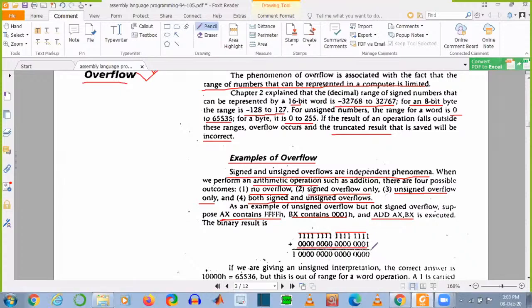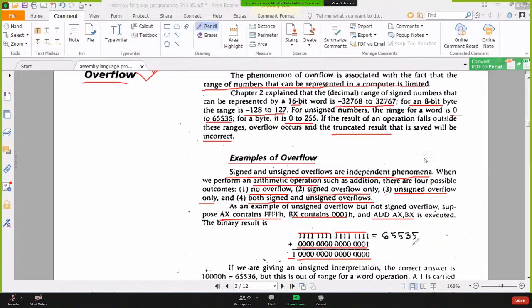And if we add those two, you'll get all 16 zeros, and at the end you are getting a 1. So if you convert that to the decimal number, you can see that the number in register AX is actually 65535. And when you add 1, your result is basically 65536. That is your result.